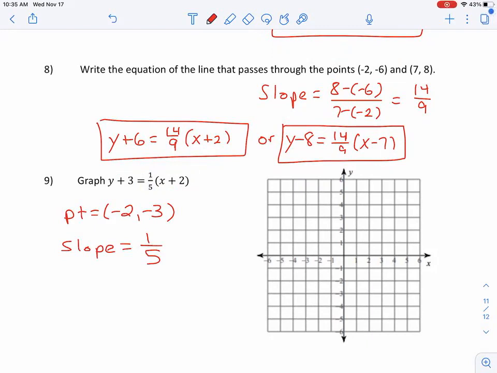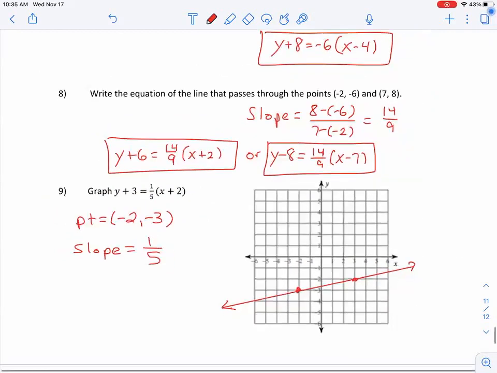So I'll first graph the point at -2, -3. Okay, so always put a point here first. And then I'm going to do my slope. I'm going to go up 1 and over 5. So from my point, I go up 1 and over 1, 2, 3, 4, 5. If I go up 1 and over 5, our graph should look like this. All right, any questions, guys?